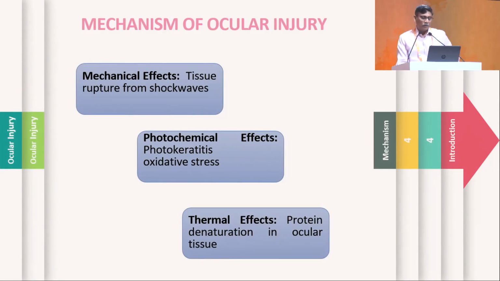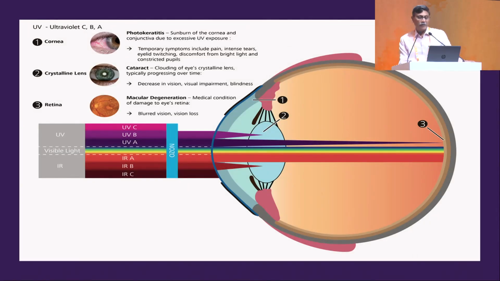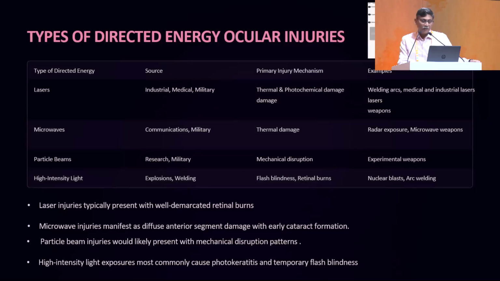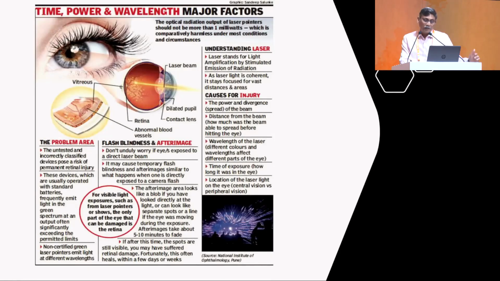Just a short brief on the mechanisms of injury, which can be mechanical effects due to the shock waves, photochemical effects such as keratitis, and thermal effects due to denaturation. As you can see in the figure, different UV rays and infrared rays can cause injuries right from sunburns to lens and retina injuries. And these can involve welding arc injuries, medical and industrial lasers, as well as microwaves and nuclear blasts and arc welding.